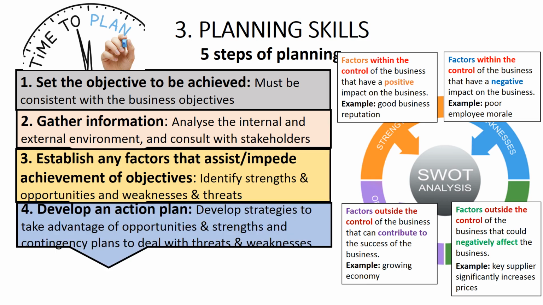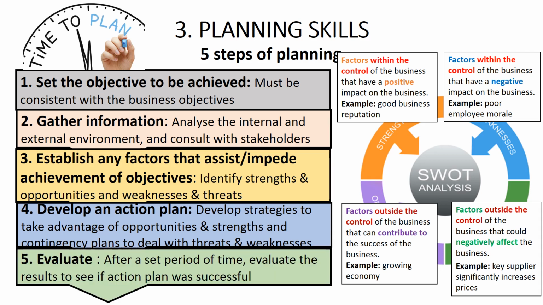The fourth step that a manager needs to take in exercising the planning function is to develop an action plan or strategy to take advantage of the opportunities and strengths that the manager has identified in its SWOT planning, and also to develop contingency plans, that is, what-if plans, to deal with the threats and weaknesses that the manager has identified in the course of undertaking the SWOT analysis.